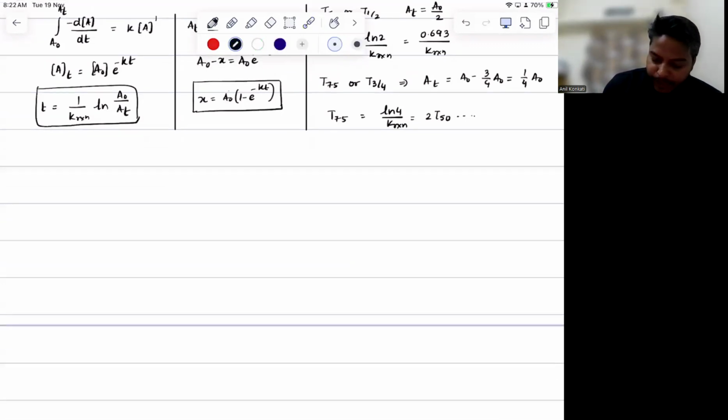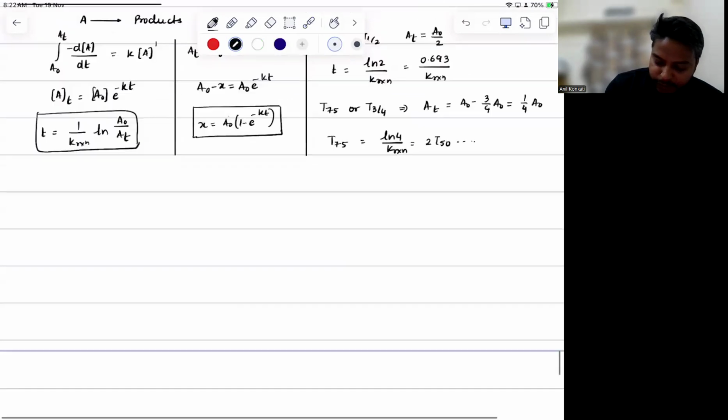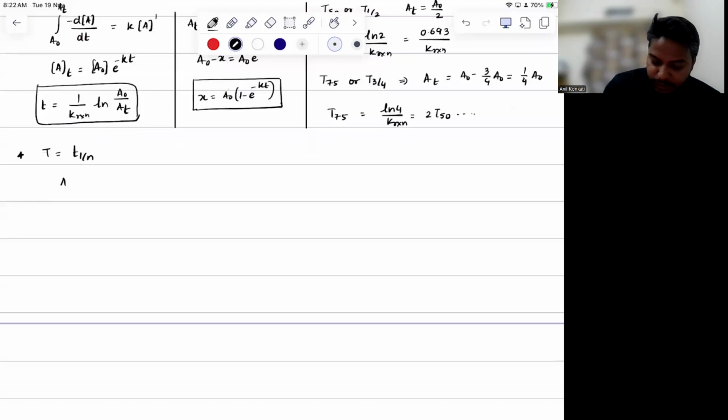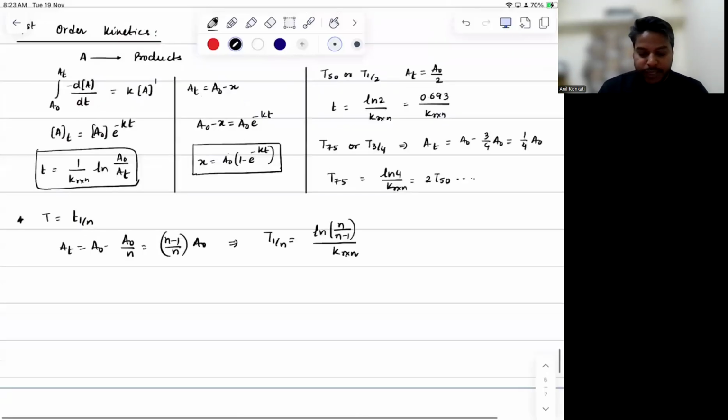Lastly, if you have t equal to T of 1 by n, then At has to be A naught minus A naught by n, which makes it n minus 1 by n of A naught. So T 1 by n will be equal to ln n by n minus 1, by k of the reaction. Okay. So this will be the formula for T 1 by n.